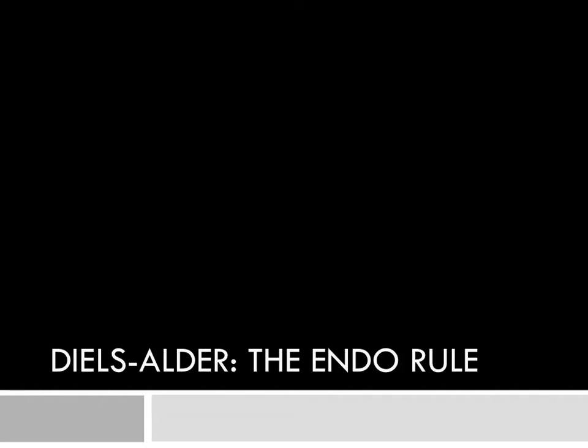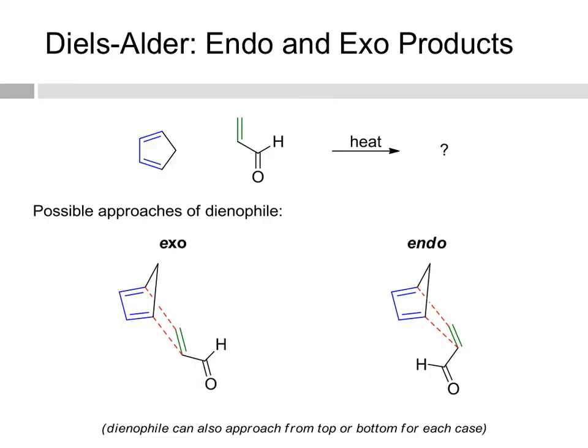This video discusses the Endo rule. In the Diels-Alder reaction, we can have the dienophile, which is shown in green, react with the diene in different ways. We can have the dienophile approach the diene from the top or from the bottom, and usually this will result in the formation of stereoisomers.